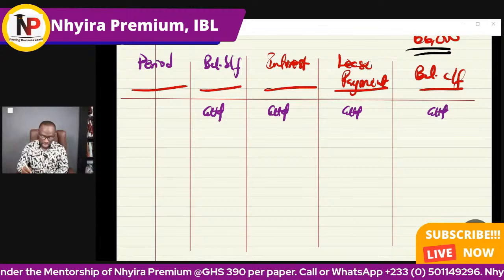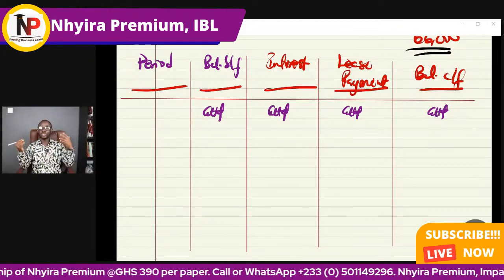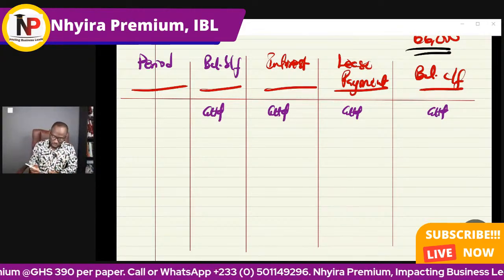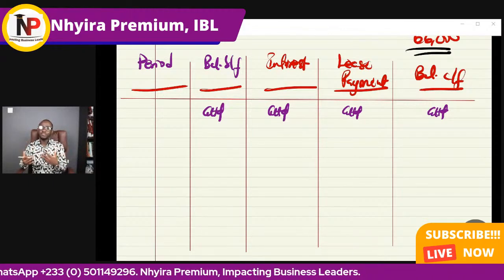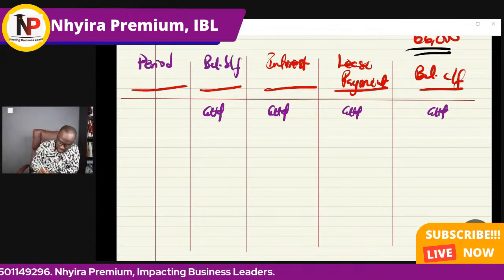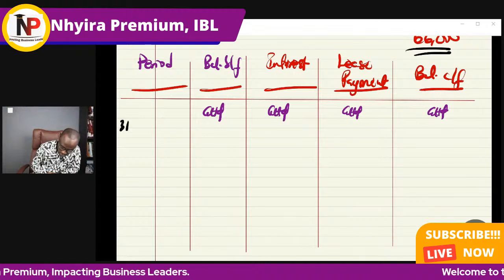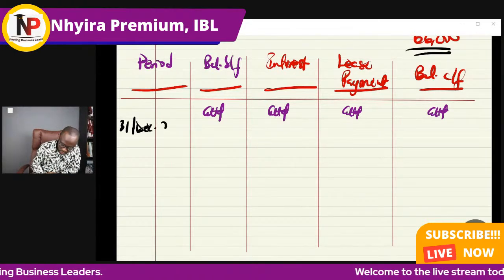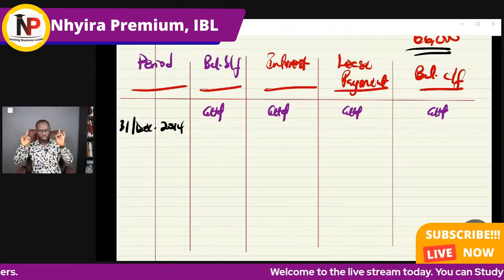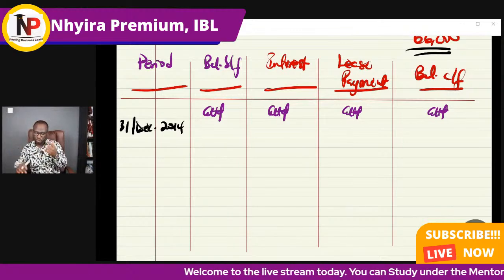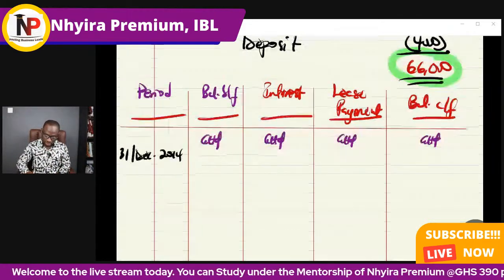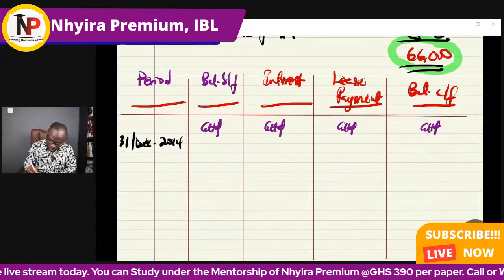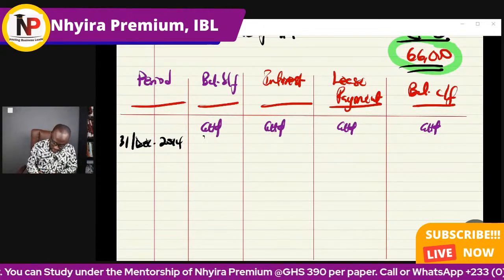So in presenting this, what exactly do we do? The first period, remember 30th September. So we are preparing the financial statement to 31st December. So we bring that up. 31st December 2014. So at 31st December 2014, remember the lease liability at 1st September is 66,000. So the balance brought forward is going to be 66,000.